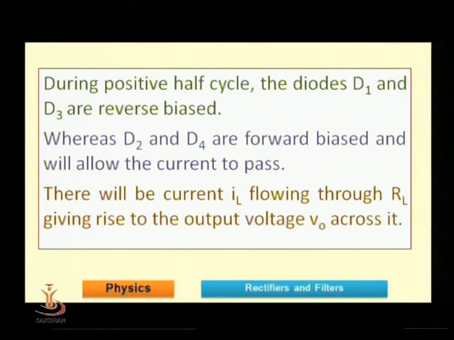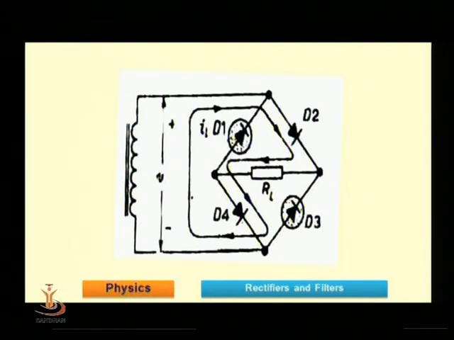During the positive half cycle, diodes D1 and D3 are reverse biased, D2 and D4 are forward biased. There will be a current IL flowing through RL, giving rise to the output voltage V0 across it. You try to see here D1 and D3 are not conducting. Our supply is passing through D2, through the load resistor, through D4, and the circuit gets completed. So this is the configuration where two diodes D2 and D4 are conducting and D1 and D3 are not conducting.